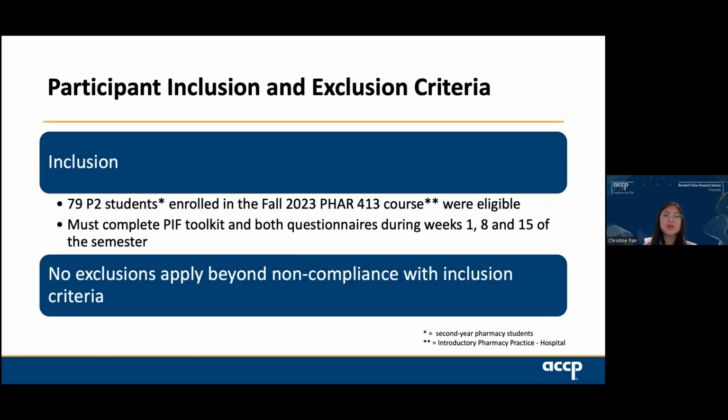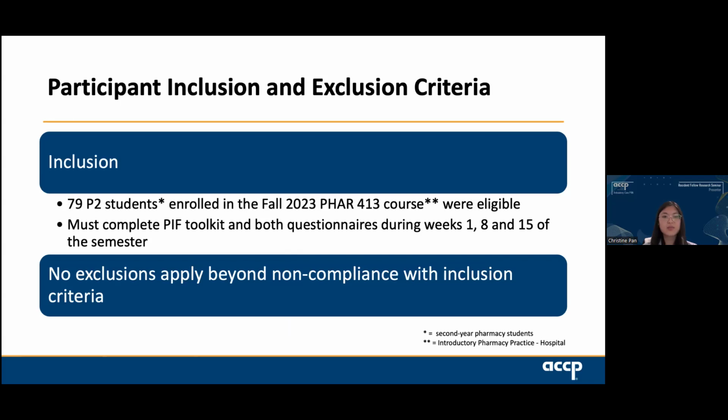I'll go on to our methods now. Eligible participants were 79 second-year pharmacy students who were enrolled in the fall introductory pharmacy practice hospital course. They were only included, though, if they completed the toolkit and also both questionnaires during weeks 1, 8, and 15 of the semester.